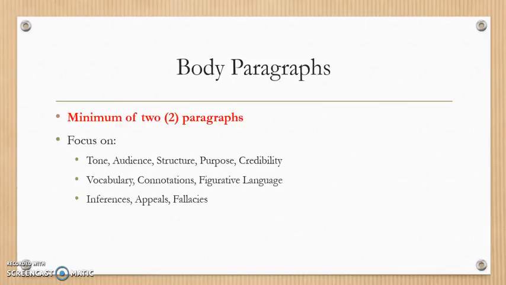Your body paragraphs should be a minimum of 2. So after your introduction paragraph and your summary paragraph, you should have at least 2 body paragraphs. Now, this is an 800 to 1,000 word essay. You might want to have 3 body paragraphs.